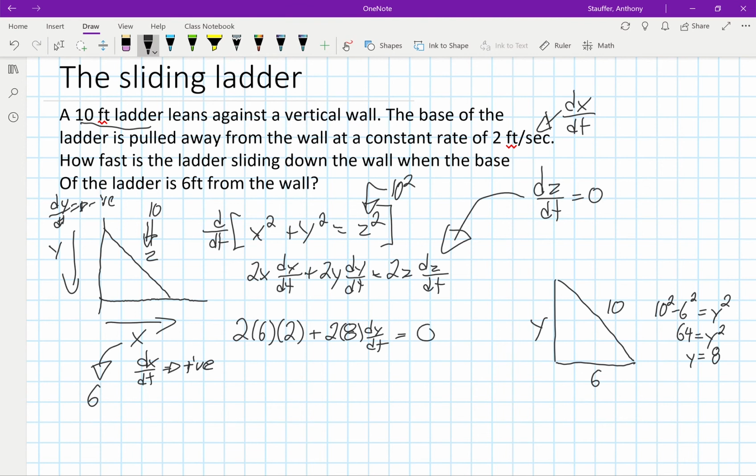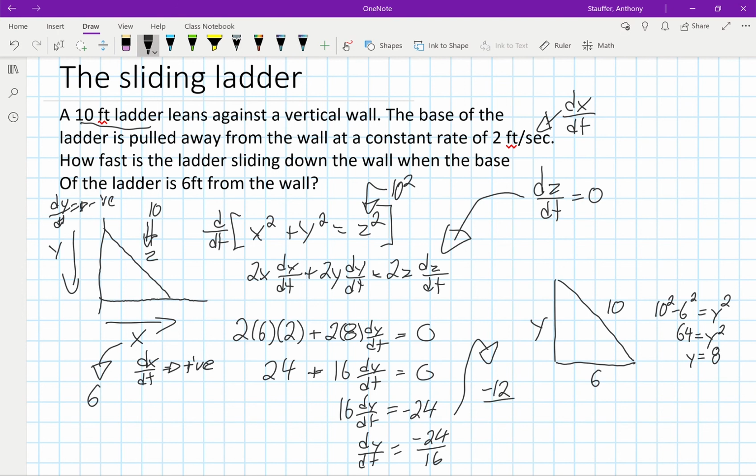2 times 6 is 12, times 2 is 24, plus 16 dy over dt equals 0. 16 dy over dt equals negative 24, or I get dy over dt equals negative 24 over 16. Now from here we can run the reduction wagon on this, and I could take this down to negative 12 over 8. From there we could say that it equals negative 6 over 4, or we can just say that it equals negative 3 over 2.